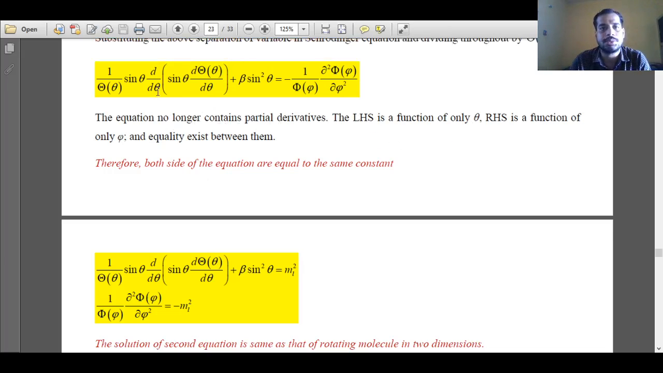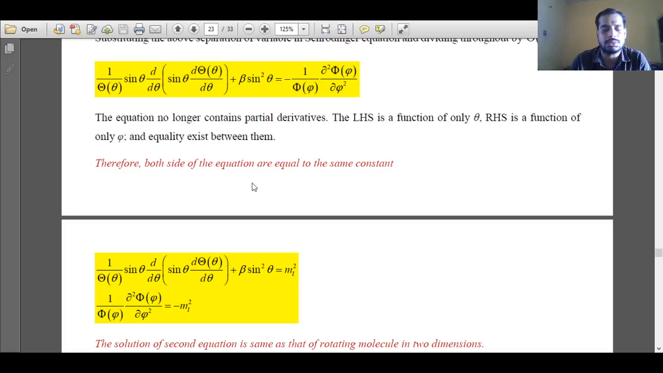The LHS is a function of theta and the RHS is a function of only phi. So we have done separation of variables. This type of rearrangement is called the separation of variables concept. The left hand side of the Schrodinger wave equation depends only on theta, and the right hand side of the Schrodinger wave equation depends only on the phi function.